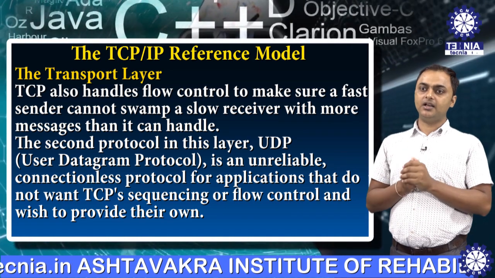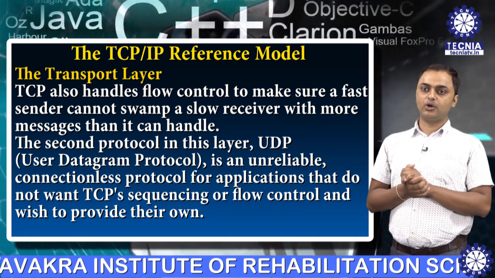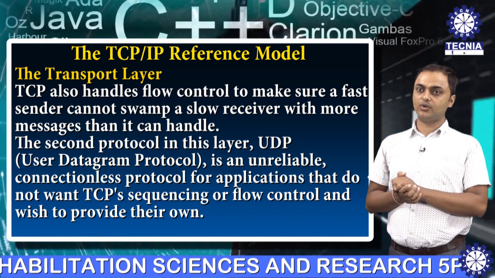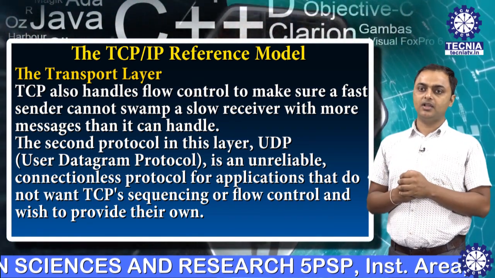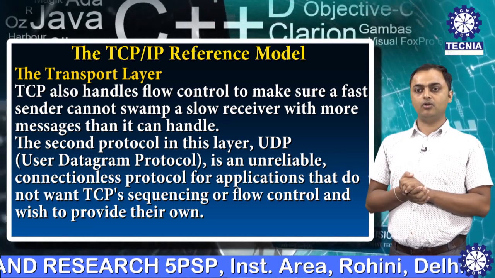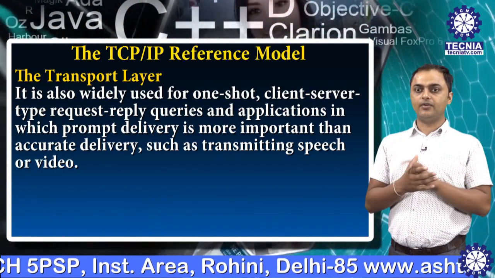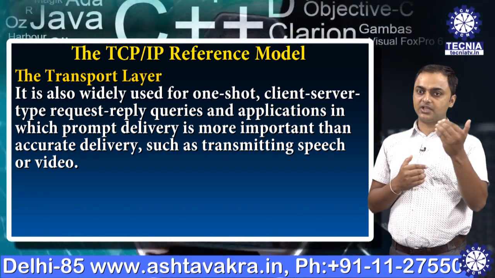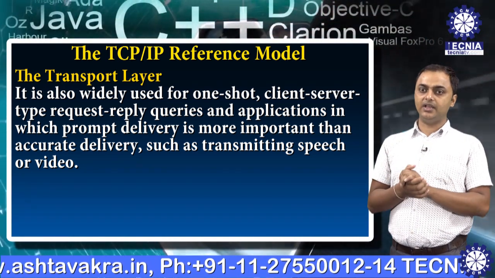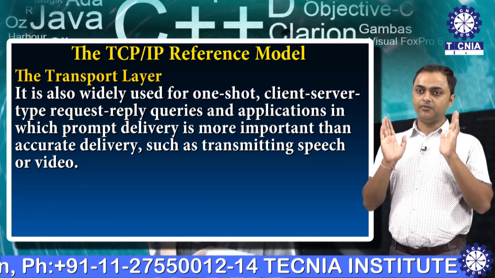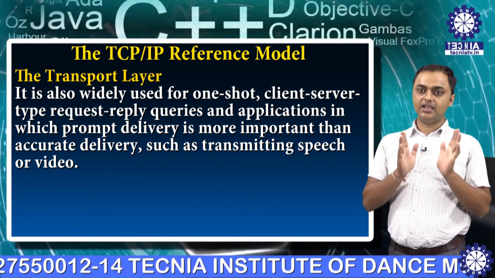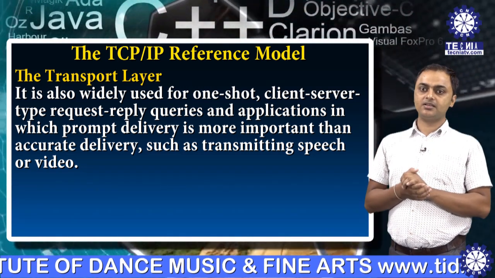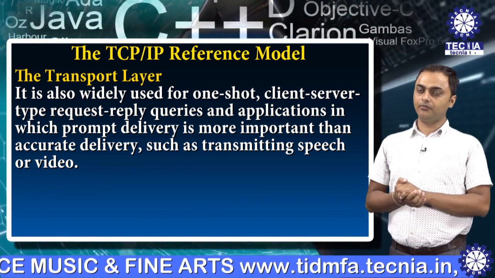The second protocol in this layer is UDP, that means User Datagram Protocol. UDP is an unreliable connectionless protocol for applications that do not want TCP sequencing or flow control and wish to provide their own. It is also widely used for one-shot, client-server type request-reply queries, and applications in which prompt delivery is more important than accurate delivery, such as transmitting speech or video.